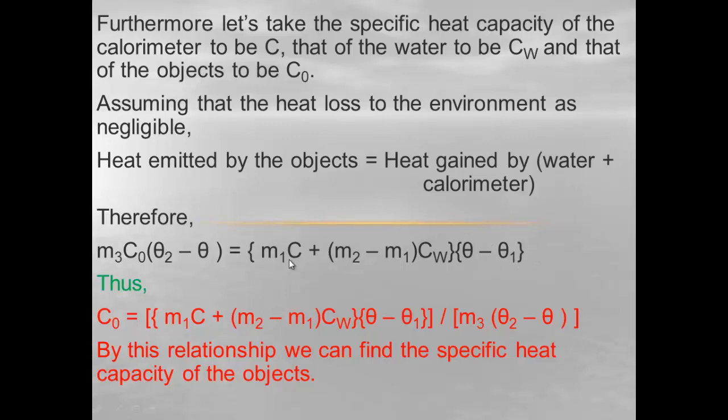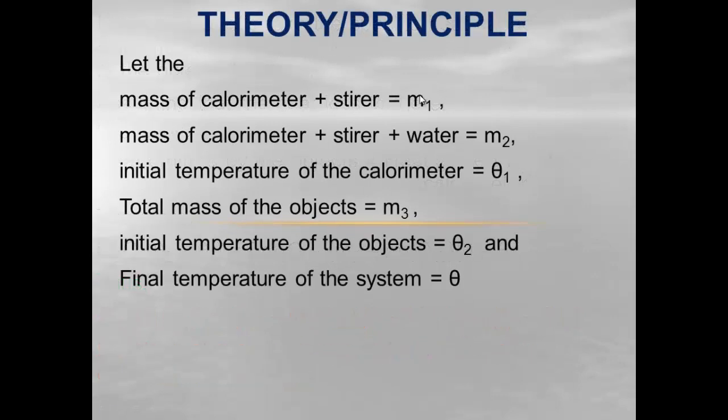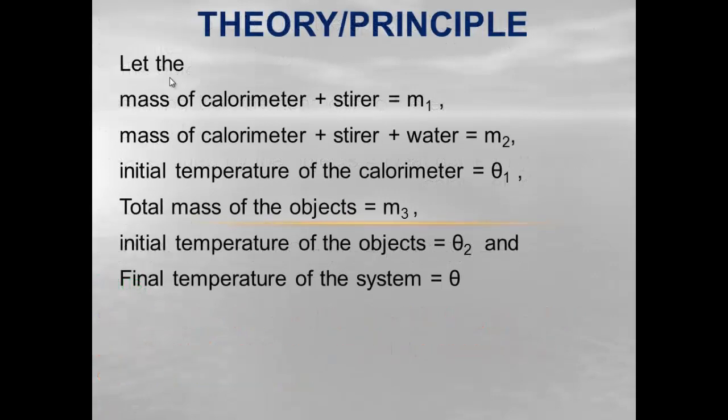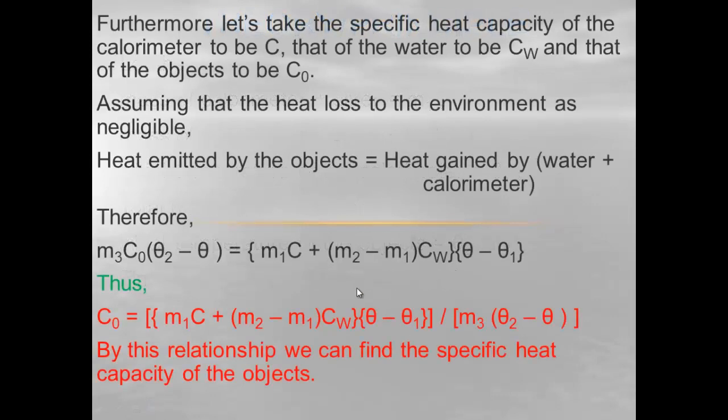You have to multiply that by the calorimeter. When you think about the calorimeter, the mass of the calorimeter we took as m1, so ignore the mass of the stirrer, right? The stirrer is a very light object. So the mass of the calorimeter is m1 times its specific heat capacity C, plus the mass of water. When you subtract this equation from this equation, the mass of the calorimeter will cancel off, the mass of the stirrer will cancel off, so water will be remaining here. The mass of water is m2 minus m1, times its specific heat capacity Cw. So this is the statement you can write.